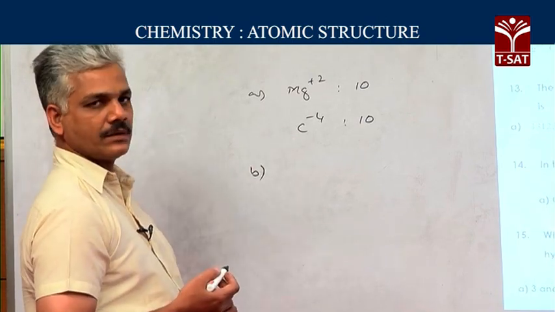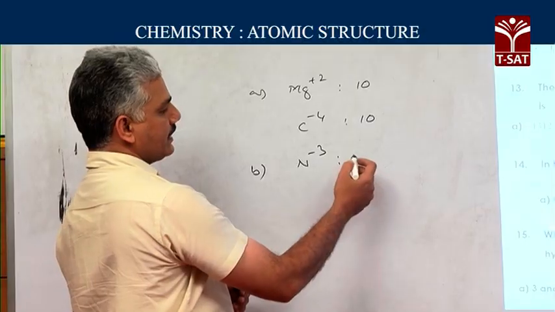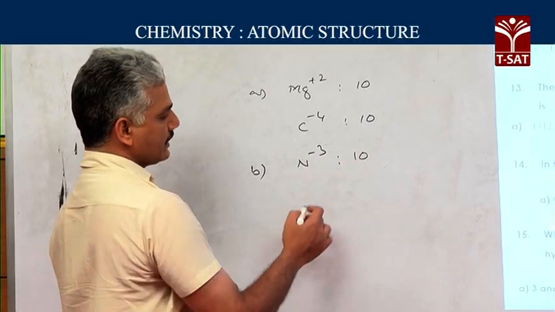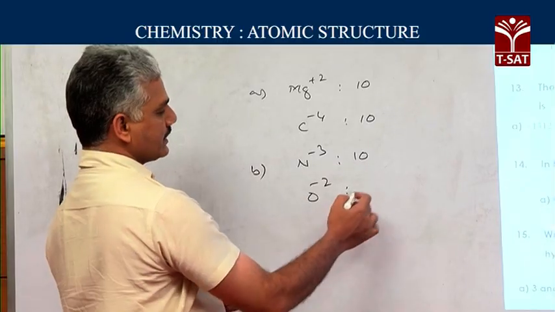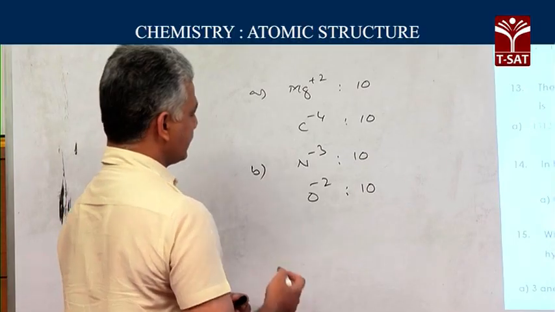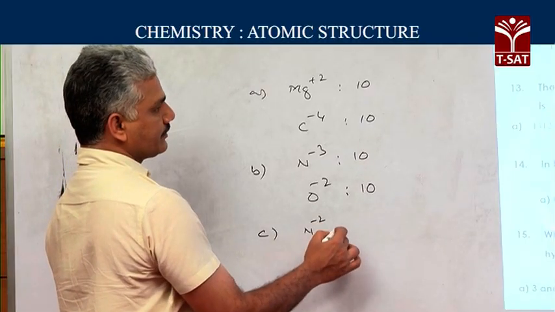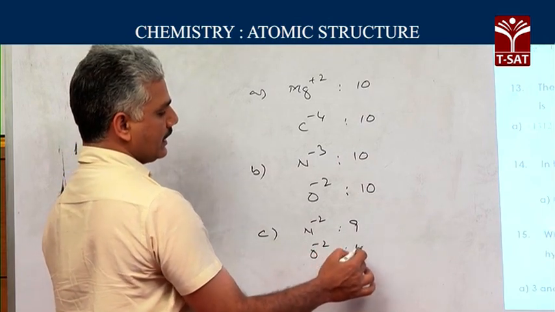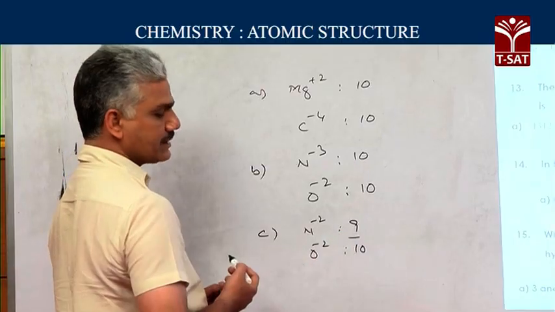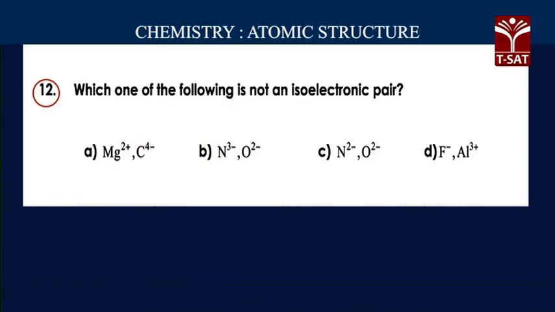If you check the second option, N minus 3, nitrogen atomic number is 7, it has gained 3 electrons, therefore number of electrons are 10. O minus 2, oxygen atomic number is 8, minus 2 means it also has gained 2 electrons. So, this is not the correct answer. Coming to third option, N minus 2 means 9 electrons are present, O minus 2, 10 electrons are present. Here the number of electrons are not equal, therefore, this is the correct answer. For 12th question, we can take C as the correct option.